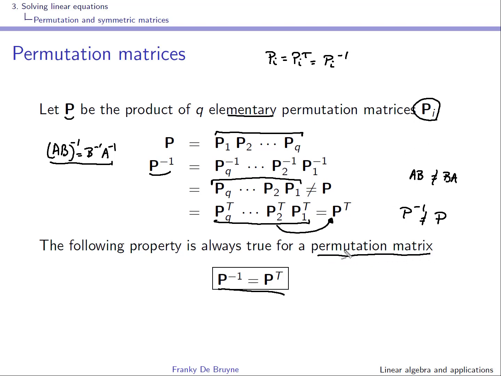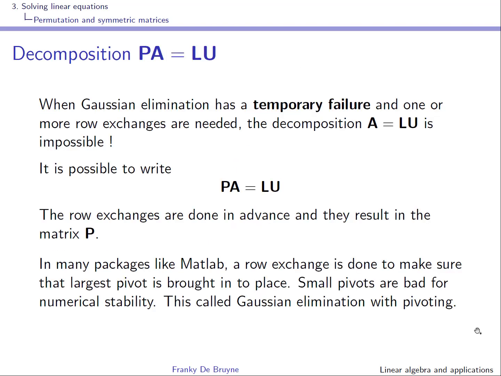And this is a property of a general permutation matrix, general in the sense that it's the product of several elementary permutation matrices, and we'll see later on in the course that this is a special type of matrix which we call an orthogonal matrix.